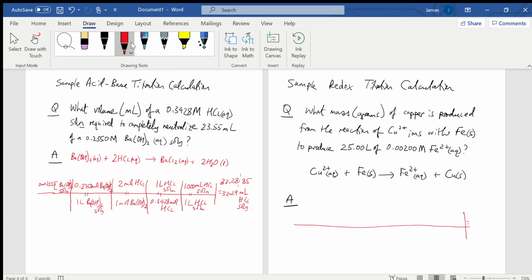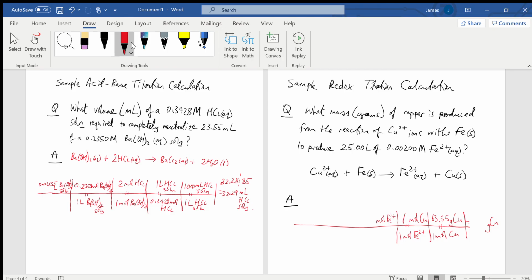Okay, so we want grams of copper, so we should probably write gram of copper here. We have our periodic table. I know the atomic mass is 63.55 grams. And we set that equal to a mole of copper. I know from the balanced chemical equation that 1 mole of copper is equal to 1 mole of iron 2+ solution. So I've got mole of iron 2+ solution.